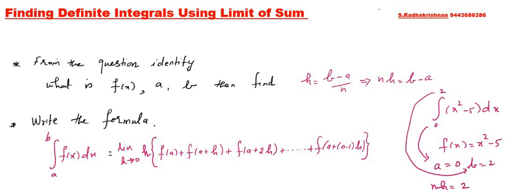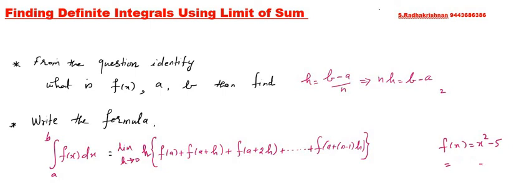Now the second step. The second thing we must remember is the formula required for these types of problems. For limit of sum, we have the formula: integral a to b f of x dx equals limit h tends to 0, h into [f of a plus f of a plus h plus f of a plus 2h till f of a plus n minus 1 h]. That's very, very important. The last term must not be f of a plus nh. It is f of a plus (n minus 1)h. Therefore, this is the required formula.